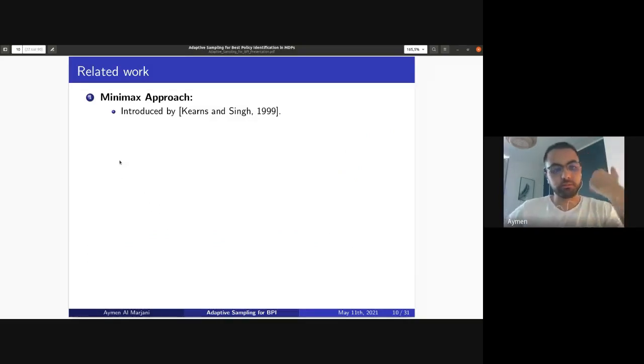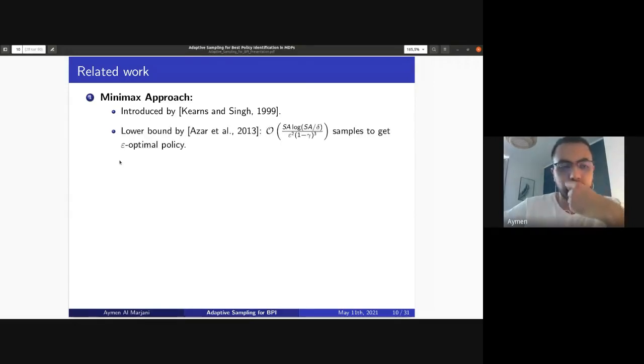So for the related work, the best policy identification with a generative model was first introduced by Kearns and Singh. I think they called the generative model at that time a parallel sampler. Then one of the most important works is the lower bound by Azar, which gave the following minimax lower bound.